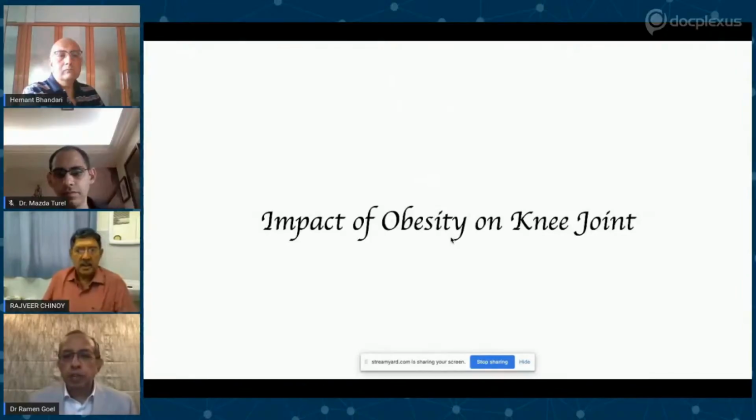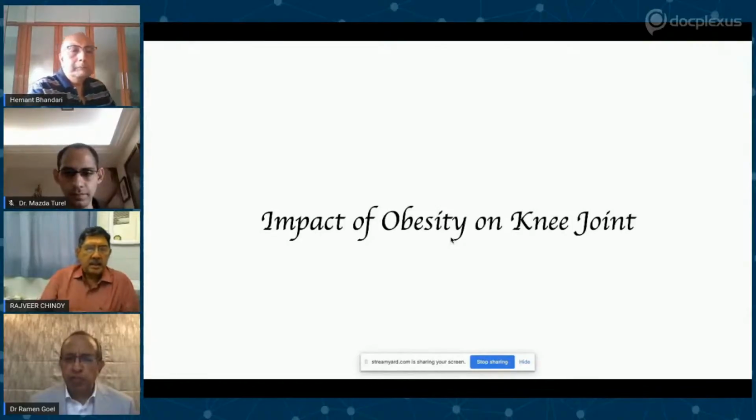Okay. So tell me one thing, you have sent a patient for weight loss to a dietitian or a bariatric surgeon, and the patient has lost, let's say, 10 kg or 20 kg. How much impact does it have on the knee joint? Does it improve 20%, 50%? Do the symptoms completely disappear? What do you experience when they have lost weight?